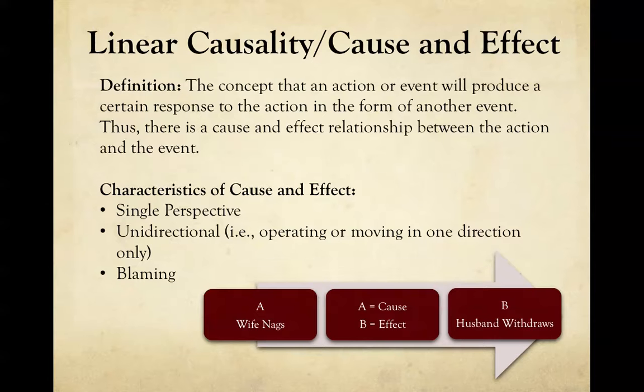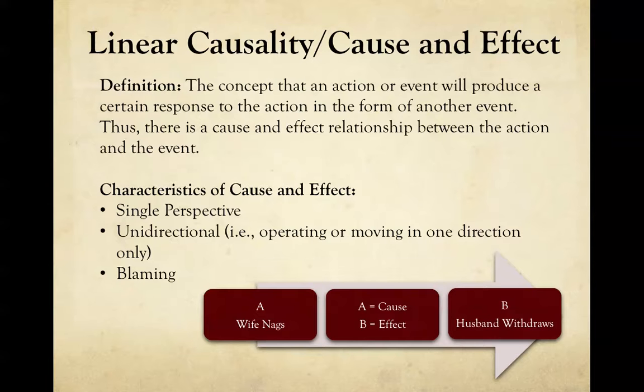So A is the cause. B is the effect in this example. So the cause here is the wife nags, and the effect, the husband withdraws. Right? So first A happens, first the wife nags, and then B happens, the husband withdraws. Right? So this is one single perspective on the event. The event is wife nagging, husband withdrawing, right?